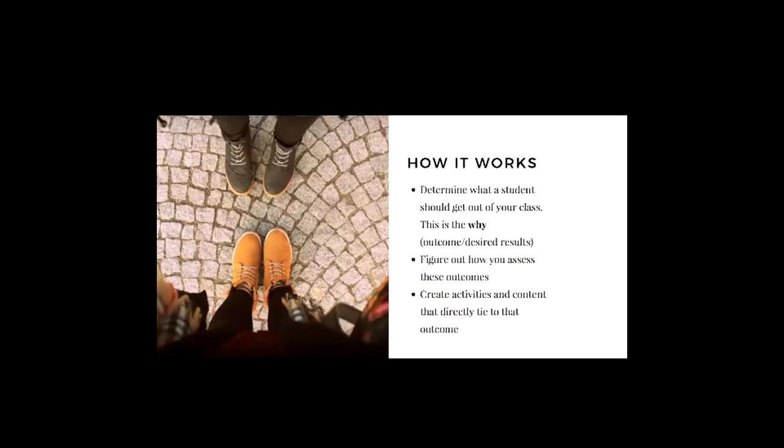And then the third step in that is you're going to create activities and content that directly tie to that outcome. So you want to make sure it's backwards design, because instead of starting with the activity, instead of going, I want them to write a paper, you're going to talk about, I want them to know how to critically analyze ethics of research. Then I want to figure out, I'm going to do a paper to assess, and I'm going to assess that using a rubric, using a scale, and communicating that with my students. So that's backward design in a nutshell. Questions so far?